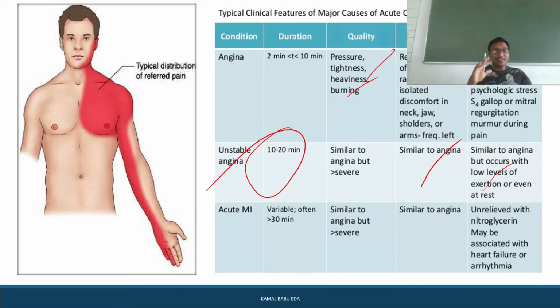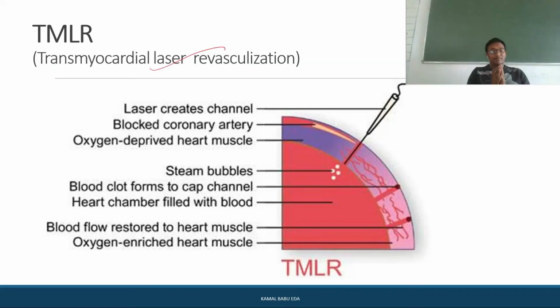So these are some of the typical clinical features of the major causes of acute cardiac discomfort or acute cardiac chest pain. Coming to the management of angina, you all know why angina is occurring, because there is decreased blood supply to a particular part.